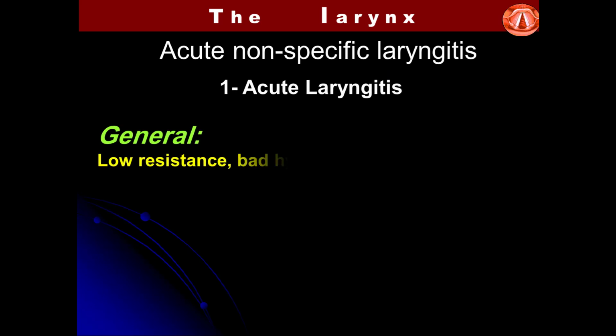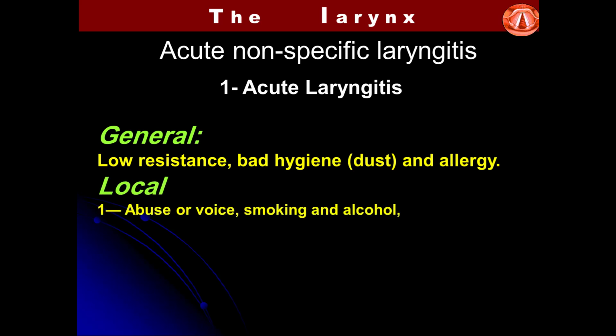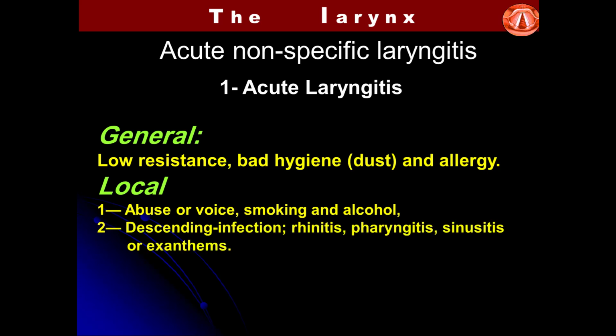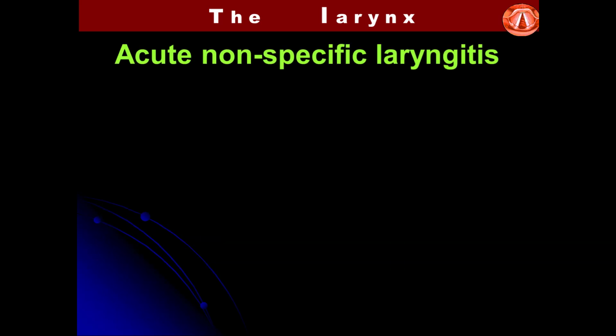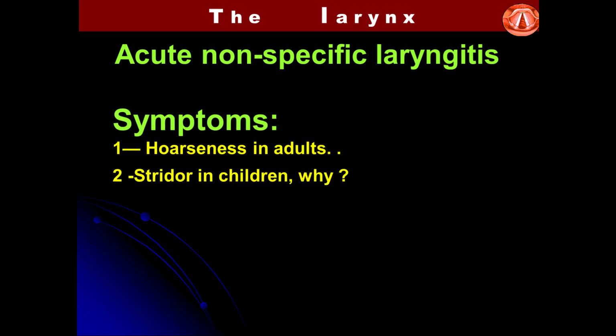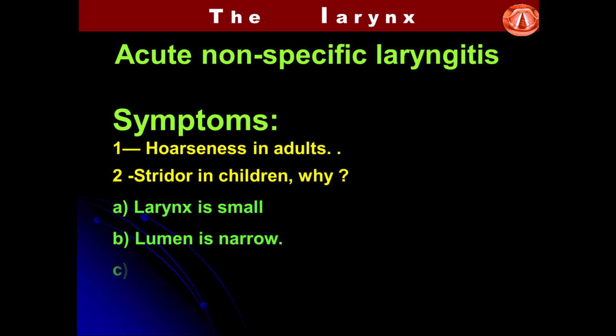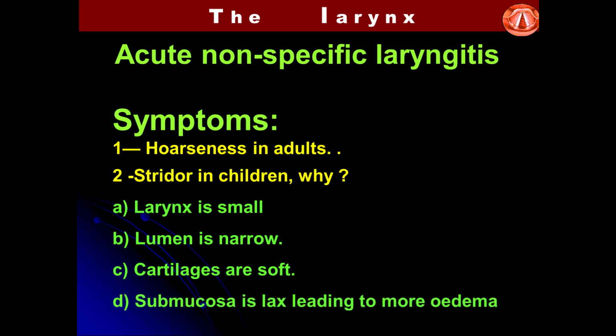We'll discuss in detail. For the acute laryngitis, there are usually predisposing factors, general like low resistance, bad hygiene or allergy, local like abuse of voice in teachers and those who usually use their voice loudly, or smoking and alcohol, or source of infection in your body like pharyngitis, sinusitis, or maybe part of upper respiratory tract infection. The symptom is usually hoarseness in adults, but children are more vulnerable and will develop stridor because the larynx is small, the lumen is narrow, and the cartilages are soft. The mucosa is usually lax and easily develops edema.